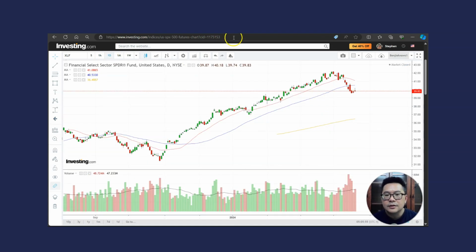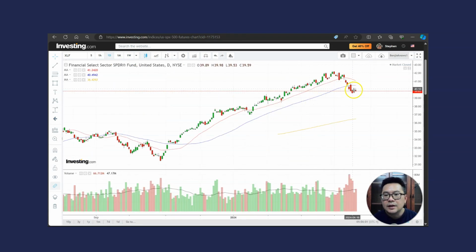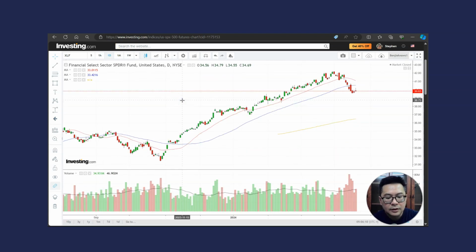XLF still a bit weak, but there is support in the weekly charts here, so we might stabilize, and let's see if in the 60-minute chart it can go back above the 50 MA and perhaps start a new uptrend as well.